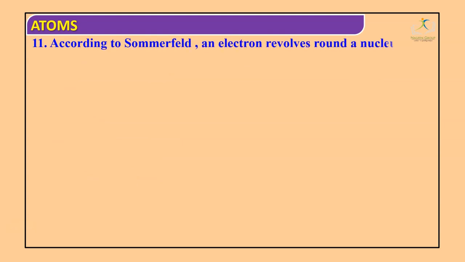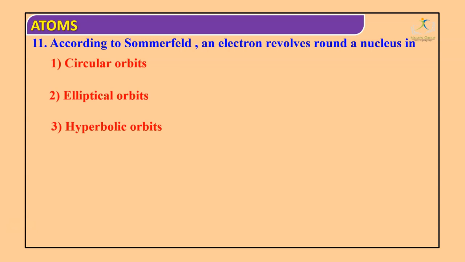Next, according to Sommerfeld, an electron revolves around a nucleus in a circular orbit, elliptical orbit, hyperbolic orbit, or parabolic orbit. So this is the second option, elliptical orbit.